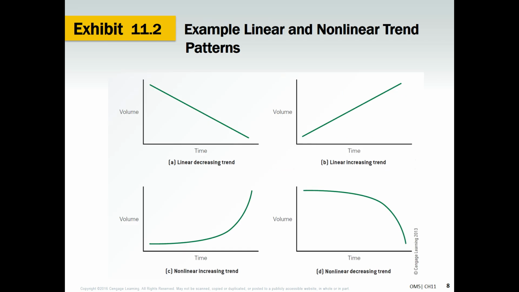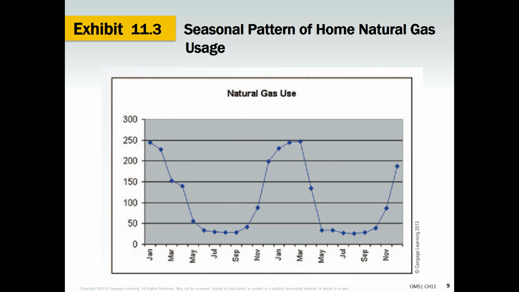And these are just pictures of patterns that you've got from a time series. The things can be linear or nonlinear. This is when we're looking at seasonality, and you can see in this case energy consumption or natural gas consumption. It goes up when it's cold and drops when it's not.